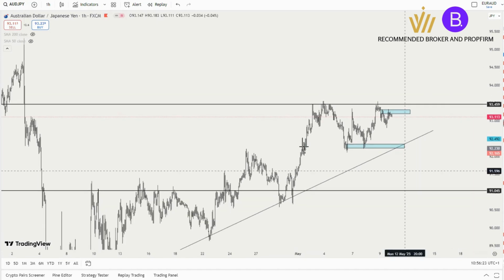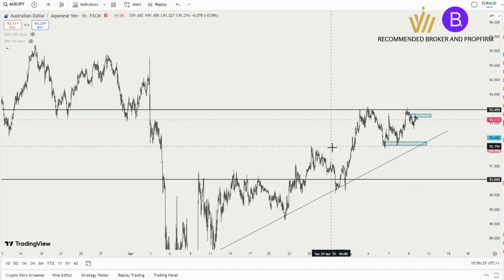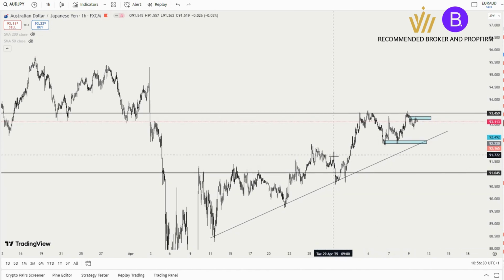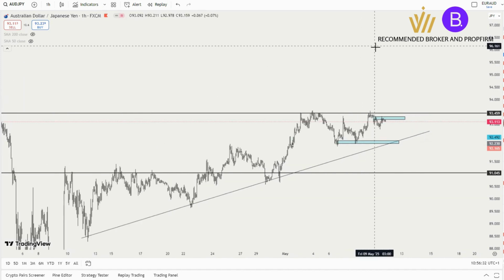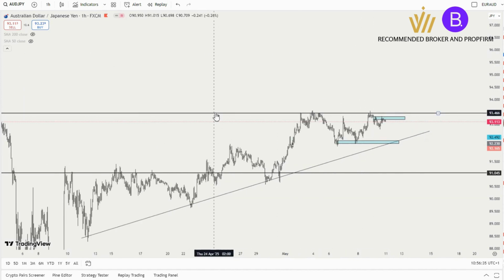Our analysis might not be the same. You can just look out for this in a live picture and check where you want to enter your trade and where you want to exit.